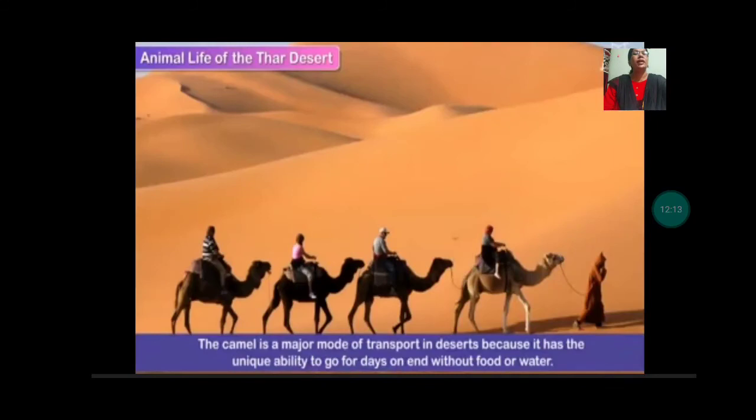So complete this chapter, read very nicely. I hope you understood about this chapter. And the camel, now you understood, it is a major mode of transport in the desert area.